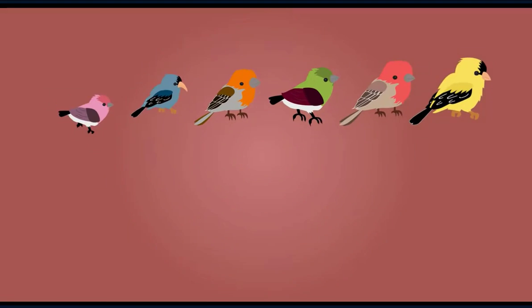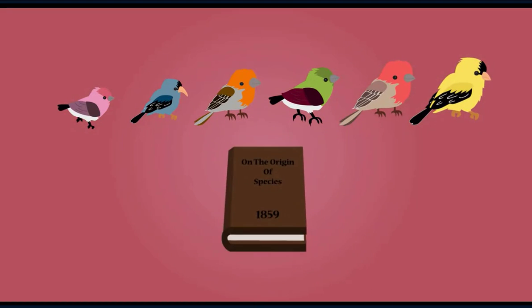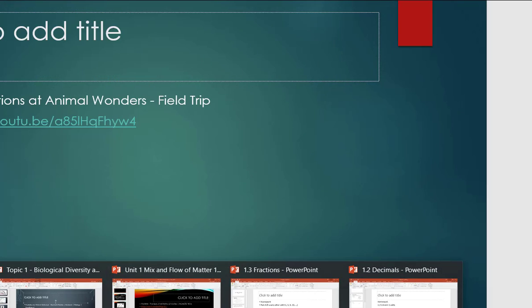In this video, you have learned how the finches of the Galapagos Islands led to the development of the theory of evolution by natural selection. Is evolution of these birds still happening? See what you can find out.